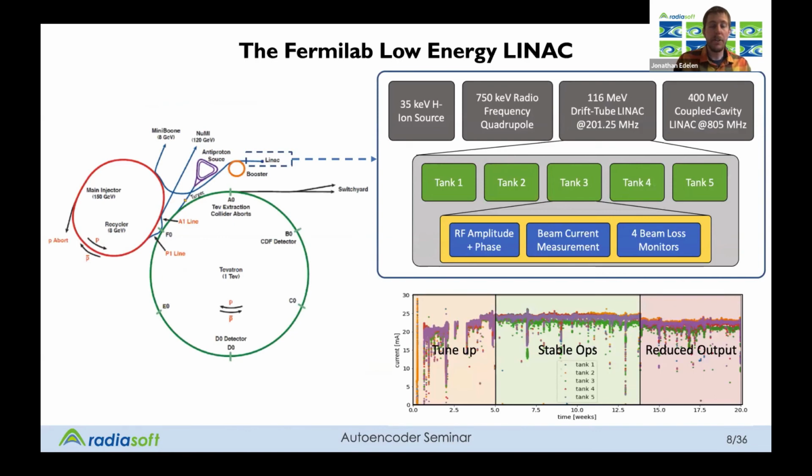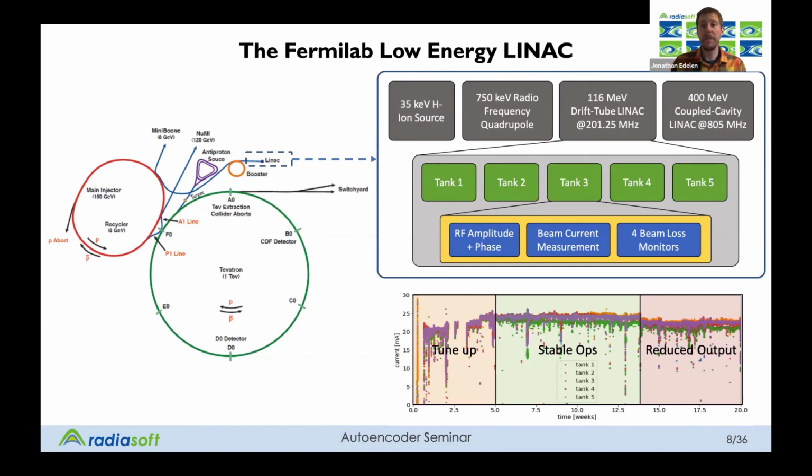Just to orient you to the LINAC, the Fermilab accelerator complex is shown on the left here. The LINAC accelerates H- to 400 MeV and injects into a booster ring. The booster synchrotron accelerates it to 8 GeV and sends the beam off to experimental stations and also to other accelerators to then send to other experimental stations. The LINAC itself is broken down into four primary components: the ion source, the RFQ, the drift tube LINAC, and then the coupled cavity LINAC sections.